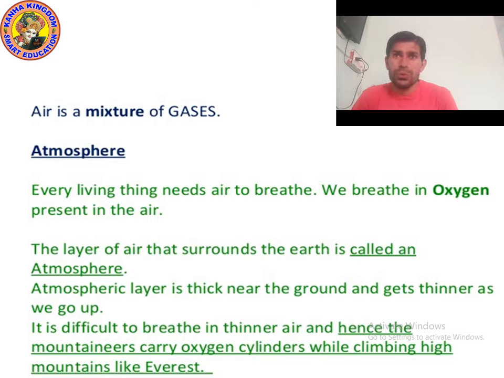Okay, so what is air? Air is a mixture of gases. Moving air is called wind. What is atmosphere? The layer of air that surrounds the earth is called an atmosphere. Mountaineers carry oxygen cylinders while climbing high mountains like Everest. And one more point: our atmosphere is divided into different parts. There are different layers of the atmosphere. Which are the layers? Let's find out. Let's move on to the next point.